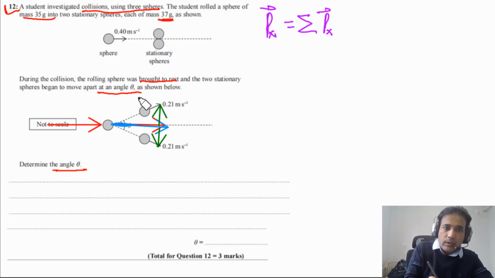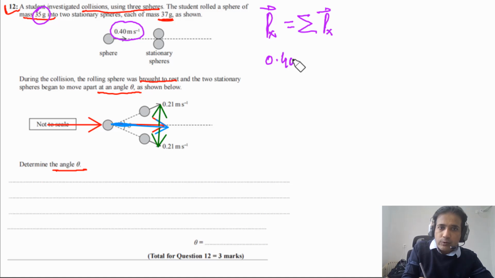So what is momentum along x-axis before collision? We have the speed and we have the mass. So we can simply say this will be equal to 0.40 times this mass, 35 grams. So this is 35 times 10 to minus 3. So this is the momentum before.